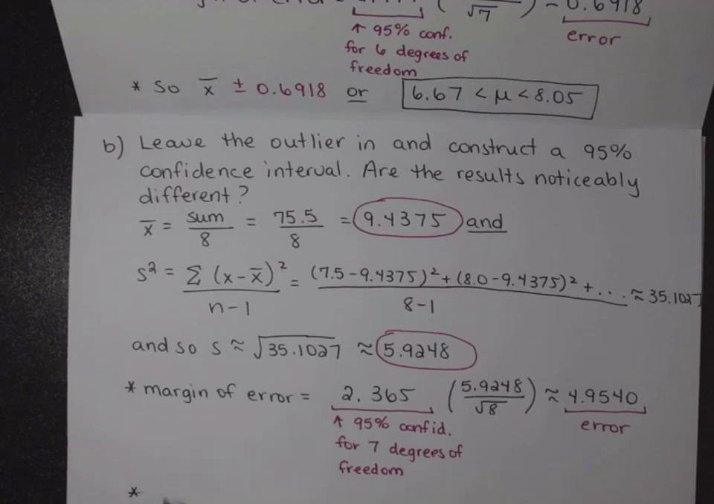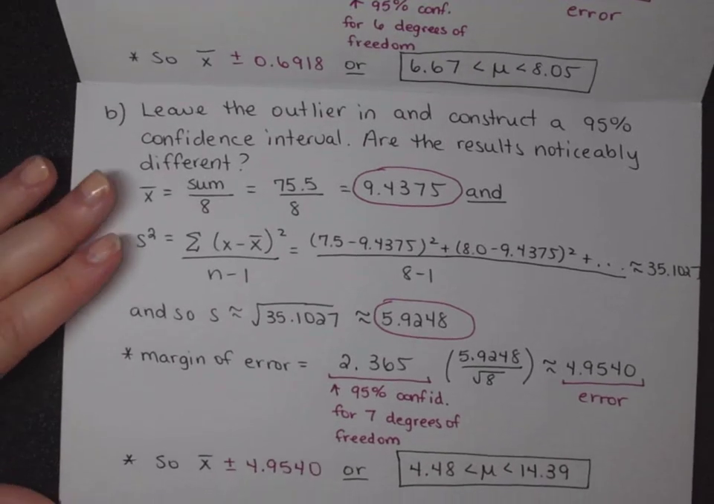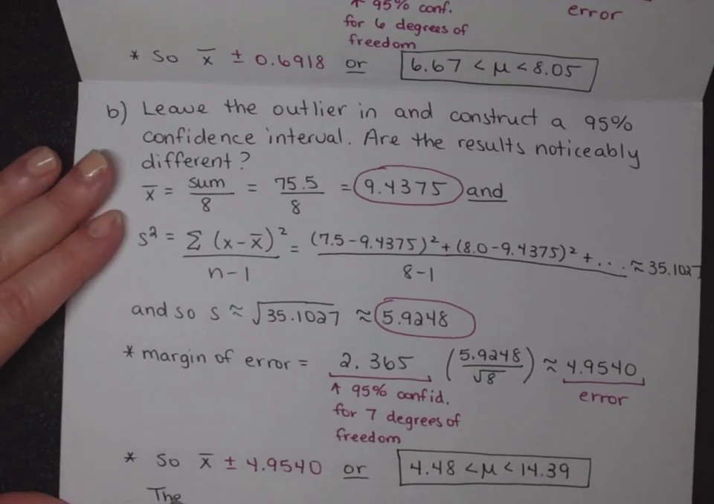And so just like before, now we're going to take x bar plus or minus this error. And so notice what we get is a much more spread out interval, anywhere from 4.48 hours of sleep a night to 14.39. That's a lot different than we got in part A, right? So to answer the second question, the results are noticeably different.